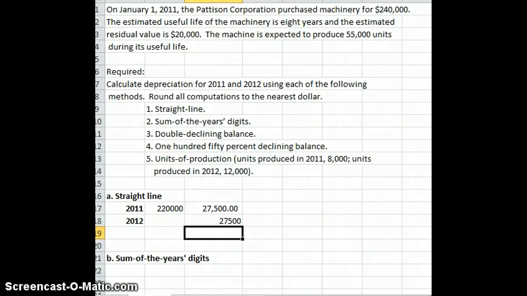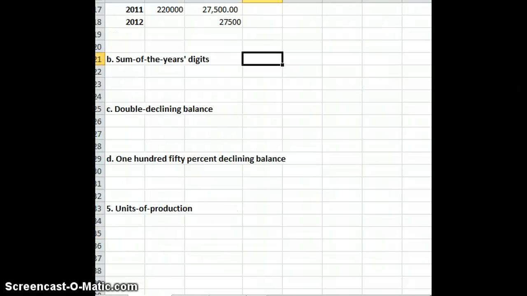As you can see, it's an easy way to do things, so that's why it's the most popular method in use. Next, we're going to do the sum of the year's digits. Sum of the year's digits is not really used that much anymore, but you will see it occasionally, so we'll go over it quick here. There's no real logical method to it. It's just an accelerated, organized way of doing it, where more depreciation is going to be taken at the beginning of the asset's life than at the end.